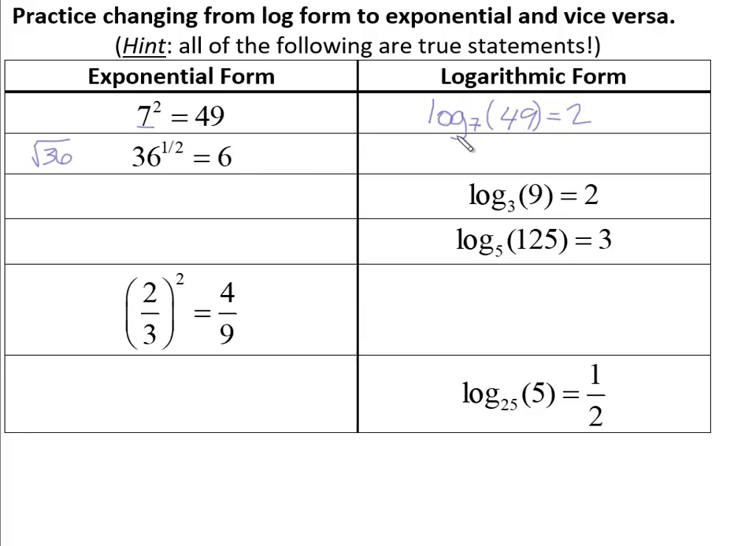So again, another true statement here. If we're writing this in log form though, the base of my logarithm is the base of my exponent. So log base 36 of something equals something. And in this case, remember that it always equals our exponent. And what we're taking the logarithm of is our 6.